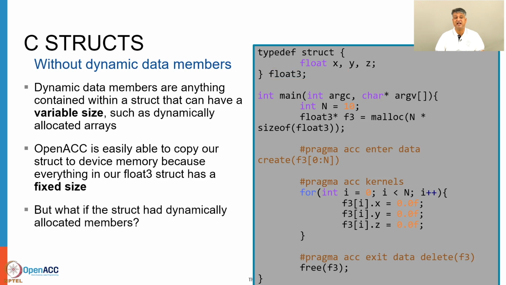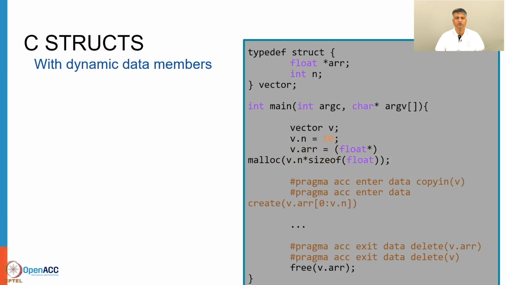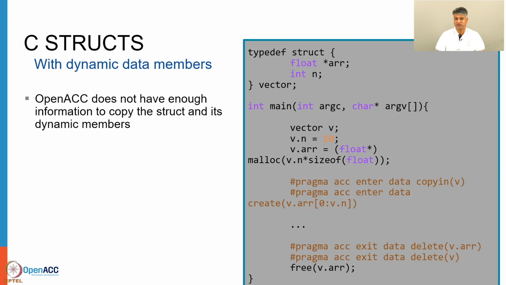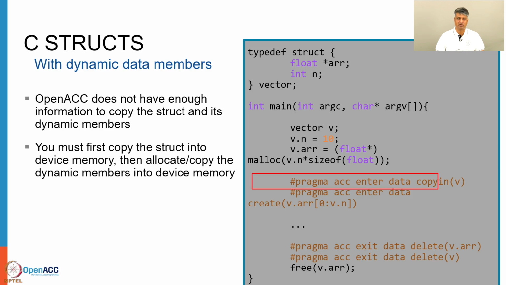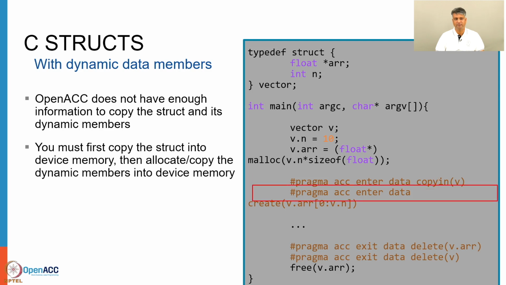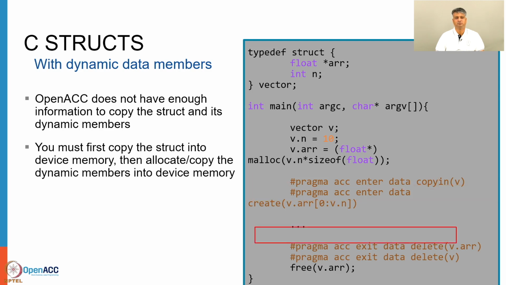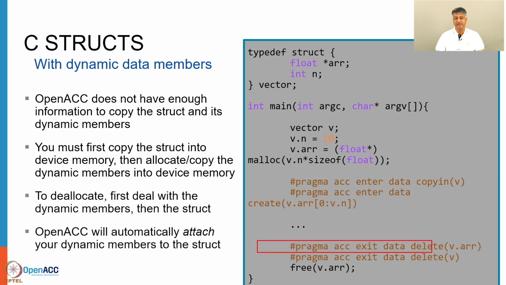But what if the structure had dynamically allocated members itself? For example, if I have a structure, for example a vector, where I have a dynamically allocated size, OpenACC does not have enough information to copy the structure and its dynamic members. So first, you must copy the struct into the device memory, then allocate and copy the dynamic members into device memory over here. Then to deallocate, you must first deal with the dynamic members and then the structured members. OpenACC will automatically attach your dynamic members to the structure.